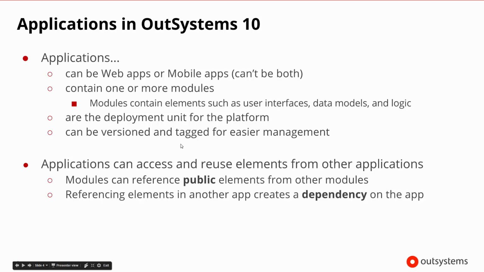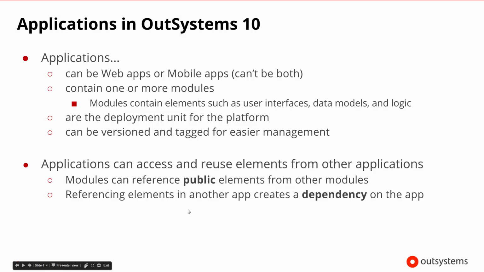But there are times when we build an application and some part of that application is sort of a core component that is reusable. So applications are allowed to access and reuse elements from other applications. And one of the ways we can do this is that we can allow applications to have different modules, and some of those modules can make some of their elements public, thereby sharing them, and that would allow them to be used by other modules.